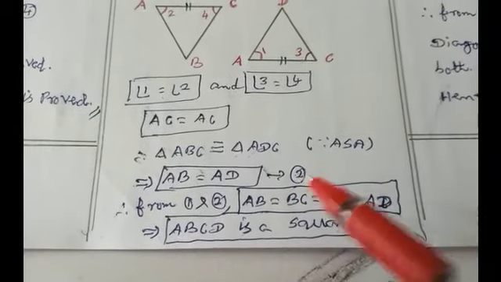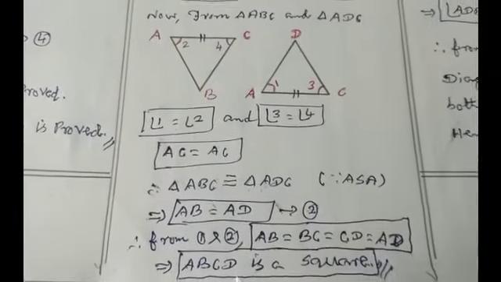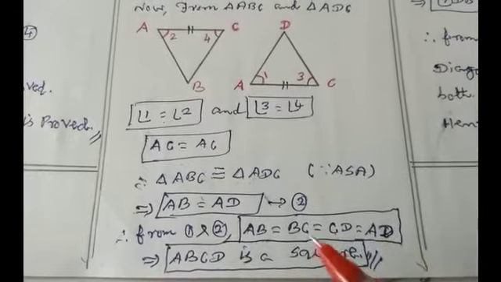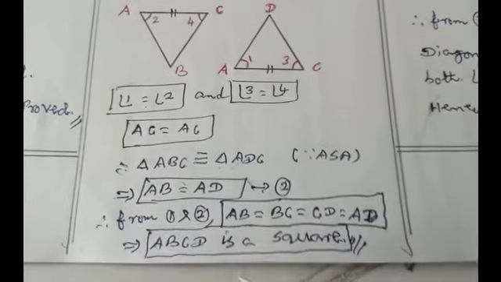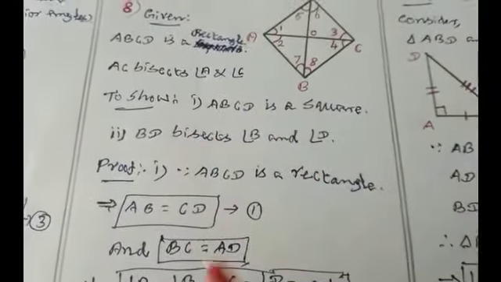Make it as equation number 1. Now from the earlier equation, make it as equation number 2. So from equation 1 and equation 2, we can say AB is equal to BC is equal to CD is equal to AD, which means all the four sides are equal, and this proves ABCD is a square, which means the first subdivision we have proved.